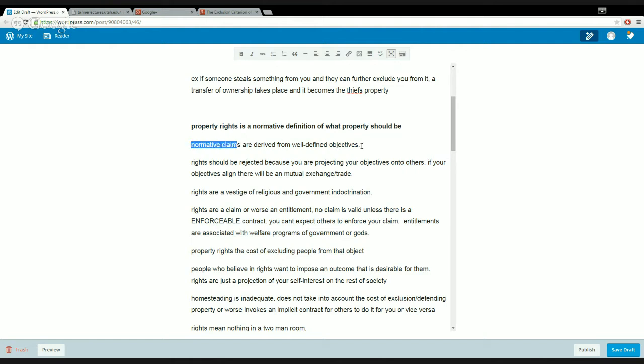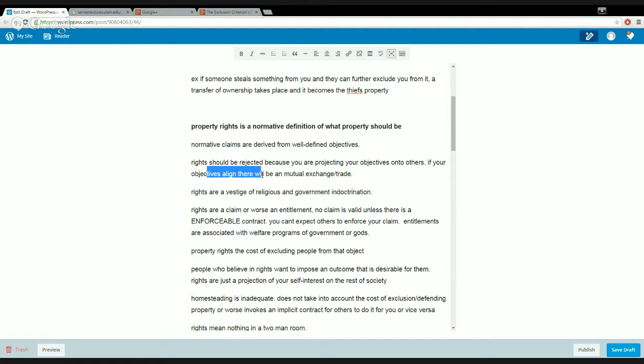This is in direct contrast to Hume's law, or Hume's guillotine, because I claim that all shoulds have to be derived from ises, because shoulds come from reality, or objective reality. And again, if your objective is X, then you should Y. That always pertains to any ought. It comes from objectives. So rights should be rejected because you're projecting your goals onto others.